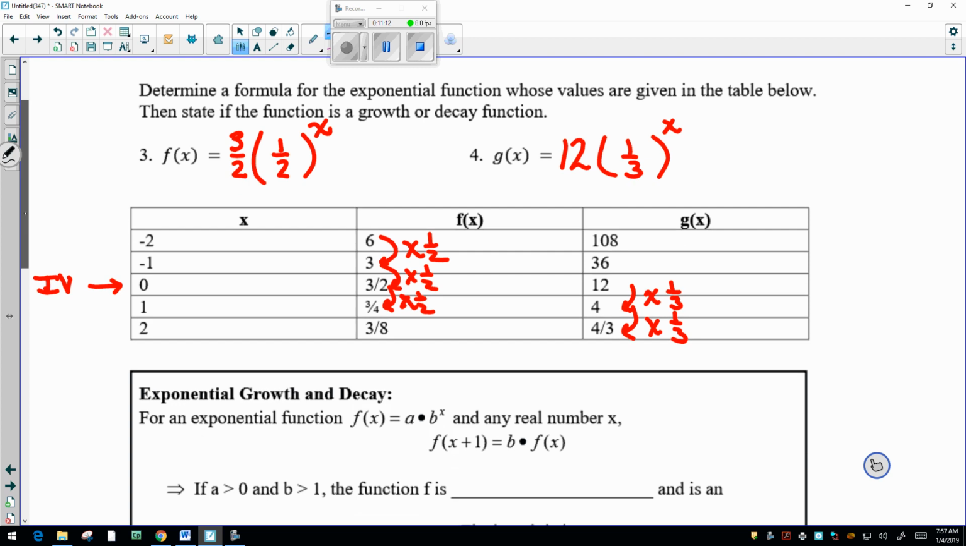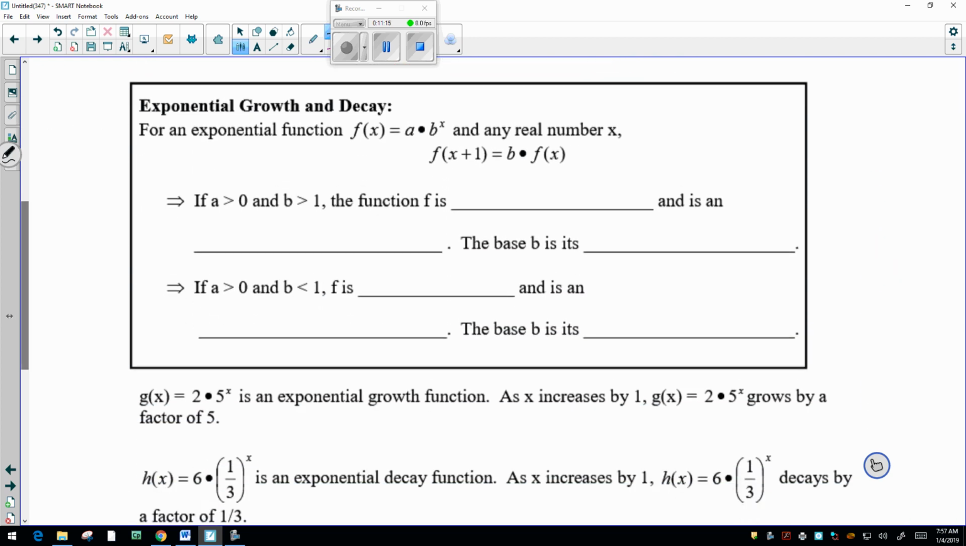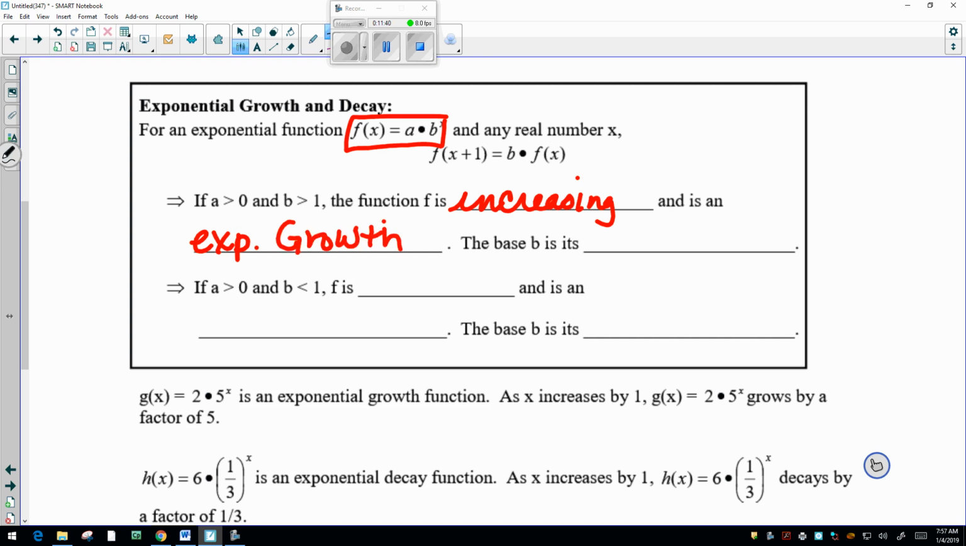Okay. So things to be aware of. When you have exponential functions, we can either have growths or we can have decays. So if we're looking at this notation, thinking of this as our formula, it says, so if a is greater than 0 and b is greater than 1, the function is increasing and is an exponential growth. The base b is going to be considered its growth factor. So I can either call it the base or I can call it the growth factor.